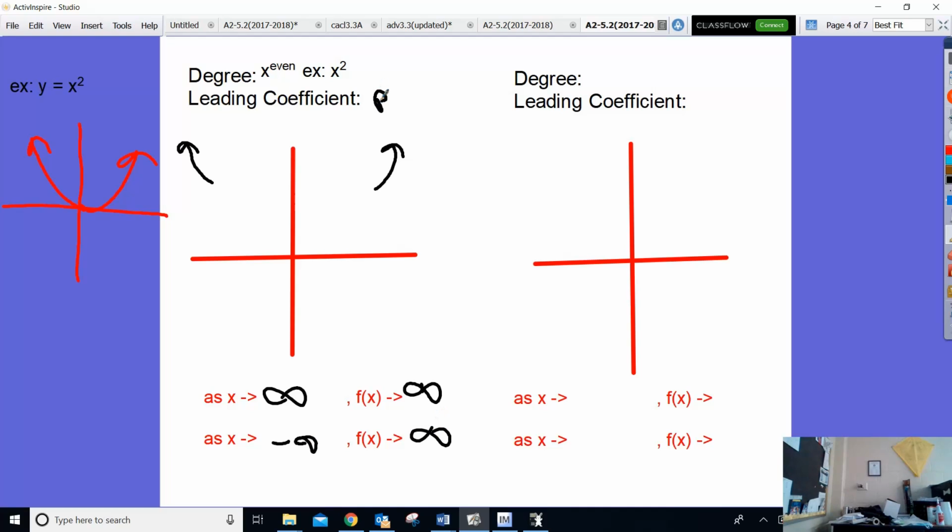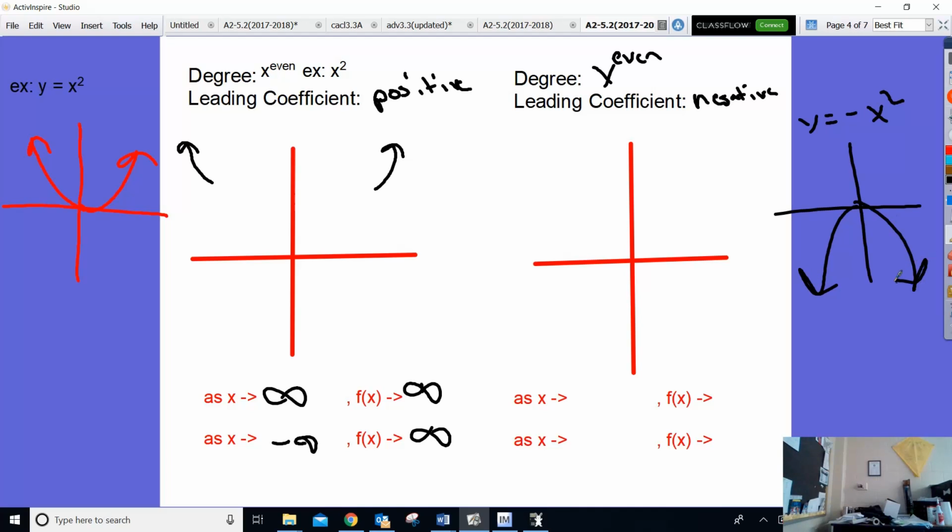Oh, by the way, that was positive. Still x to the even. Leading coefficient is negative. Same example, but a negative x squared, which is still a parabola, but this time it opens how? Down. All we care about is what happens at the ends. The ends are both down, so it's always going to be infinity and then negative. Oh yeah, always. These aren't even legit questions. These are just describing things.